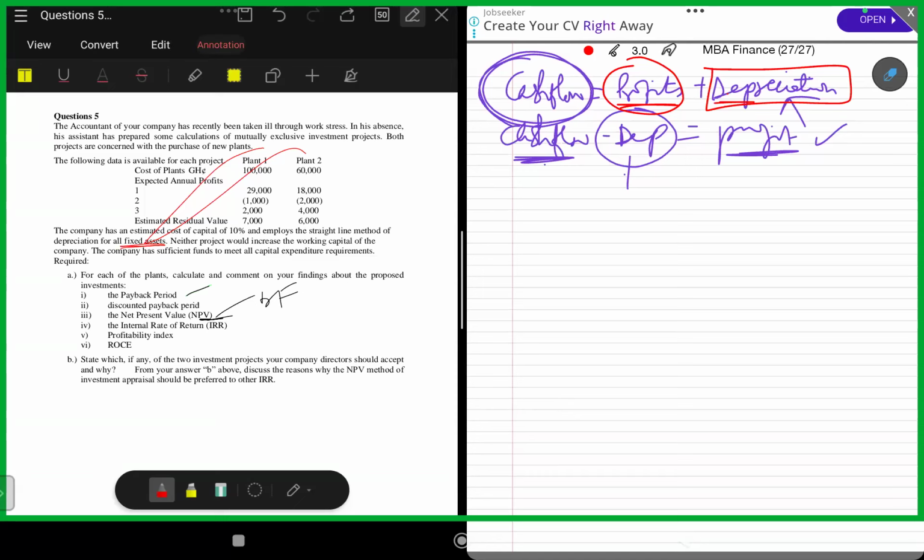It doesn't mean all questions are like this. There are some questions where the cash flow will be given straight away in the question. So what you have to do is just continue working. You don't go and find depreciation, profit, nothing. You just proceed to work.